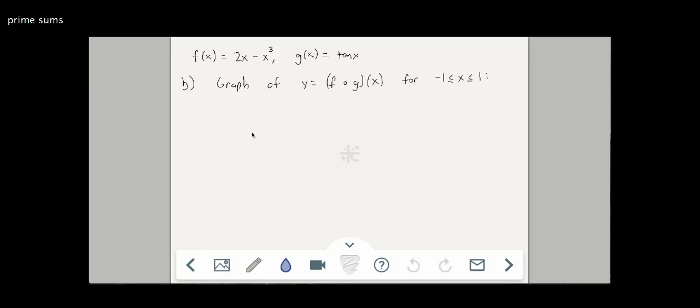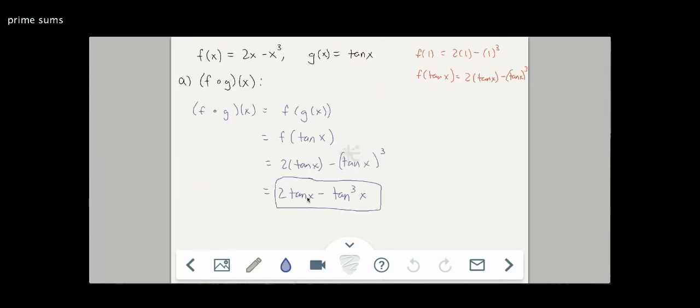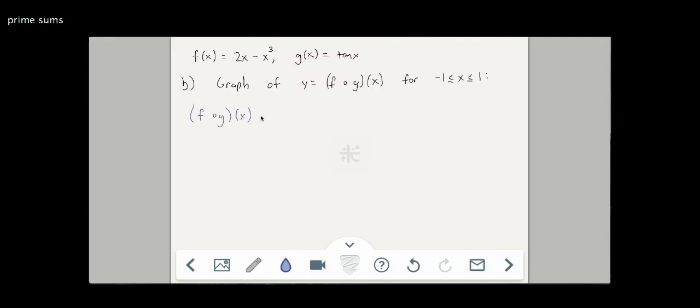Part B. Now we're asked to sketch the graph of y equals f of g of x for x between -1 and 1, and we should label the coordinates of any local maximum and minimum points. So in part A, we found out what f of g of x was. We found that it was equal to 2 tan x minus tan cubed x. So f of g equals 2 tan x minus tan cubed. And we're supposed to plot this.